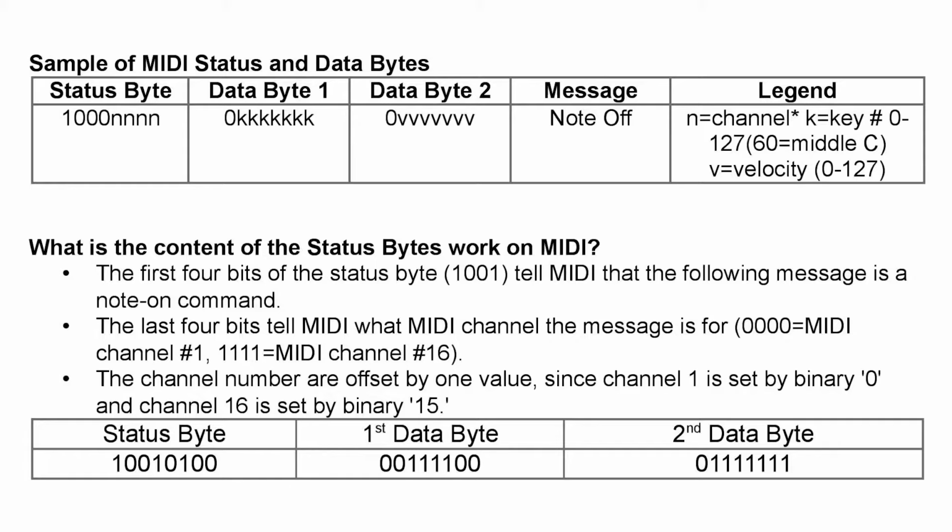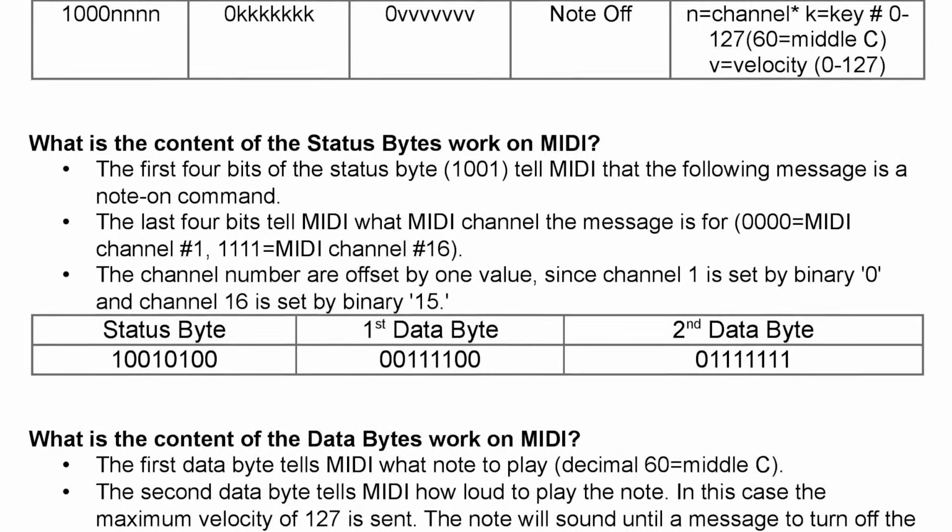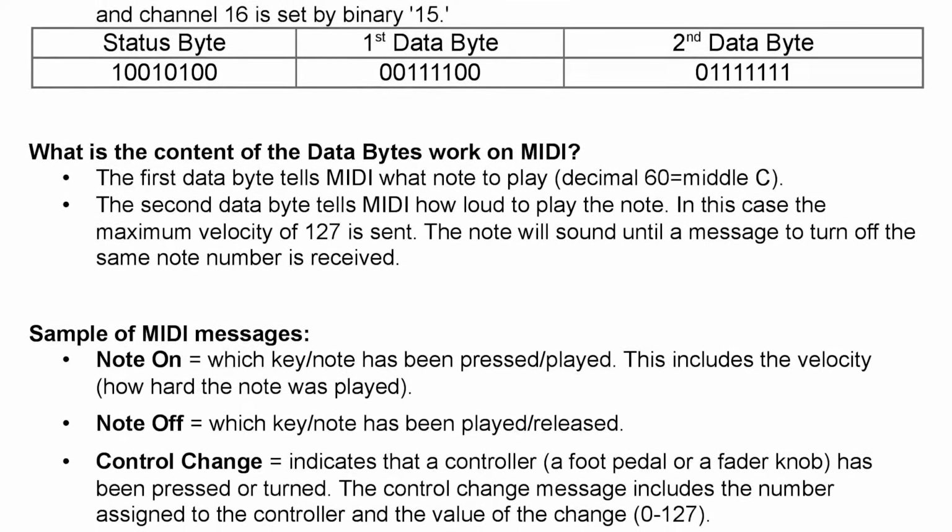The channel numbers are offset by 1 value, since channel 1 is set by binary 0 and channel 16 is set by binary 15. So this is an example status byte: 10010100. The first data byte is 00111100 and the second data byte is 01111111.